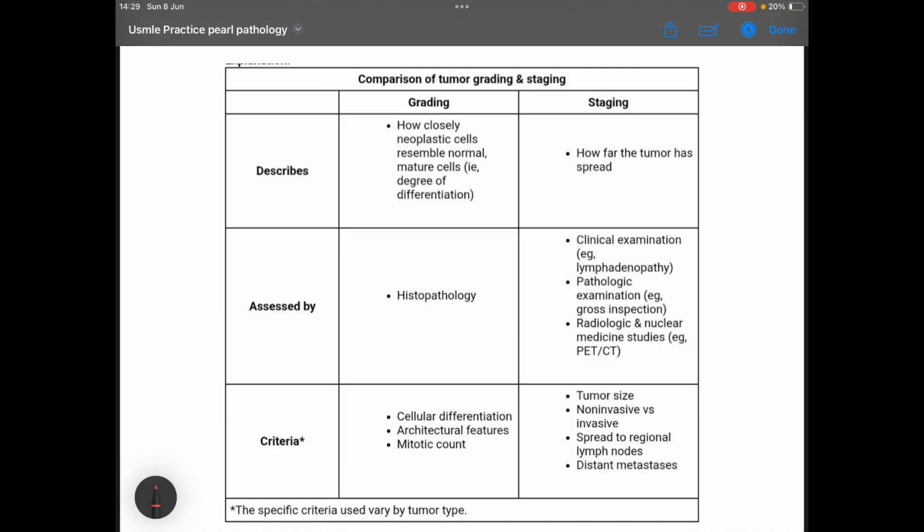Grading means how closely the neoplastic cells resemble the normal cells, that is, the cell differentiation. Staging is how far the tumor has spread. The invasiveness and spread of a tumor is staging. Grading is assessed by histopathological examination, and staging by clinical examination, lymphadenopathy, pathological examination like gross inspection, and radiological or nuclear medicine studies like PET or CT scans.